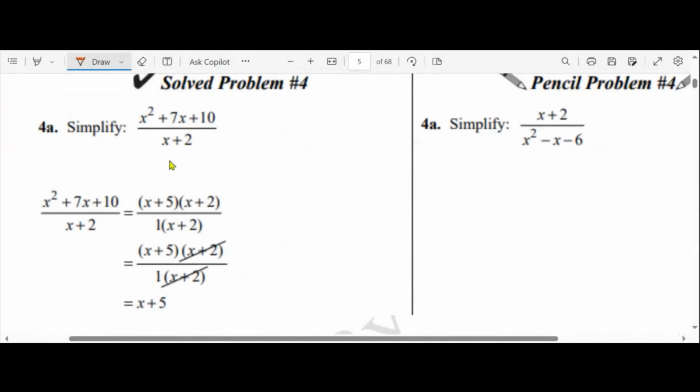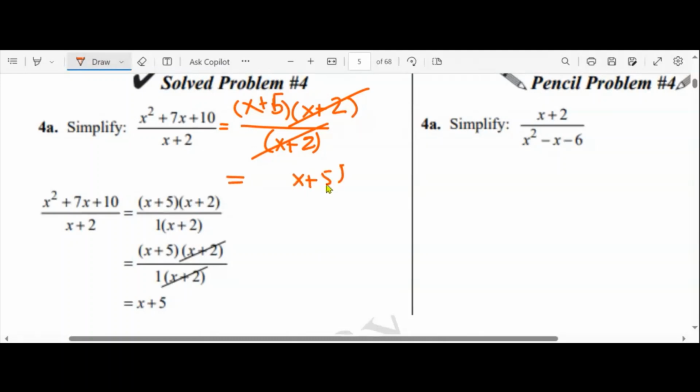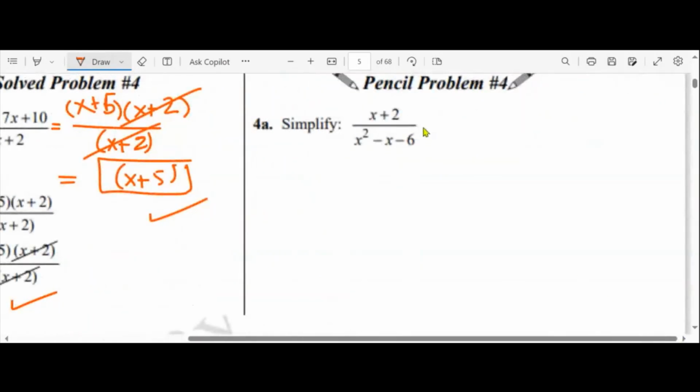Simplify. This is not domain, this is simplify. So I have to factor the top. Who can tell me the factor of the top? 5 and 2, correct? Plus, and we have x plus 2. Cancel. What's your final answer? That's the answer, right?